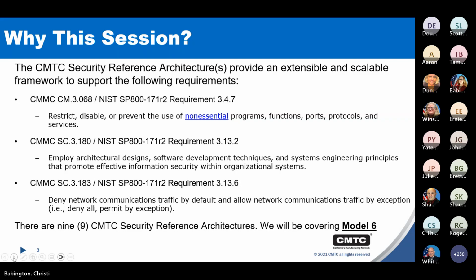We're already at 10 minutes and we've got to finish this in the next 20 minutes or so. So we're going to be covering Model 6. What Model 6 does explicitly provide for is segmentation based on the data, the value of the data.